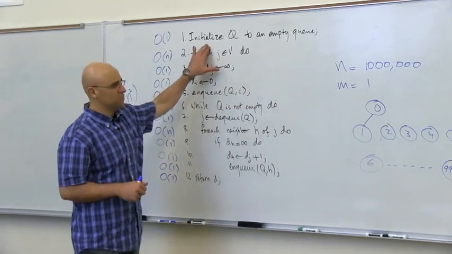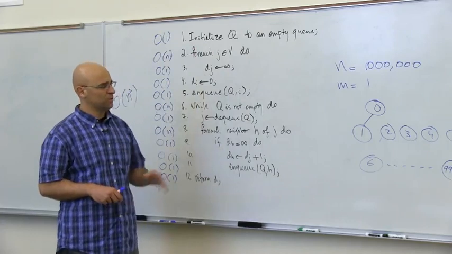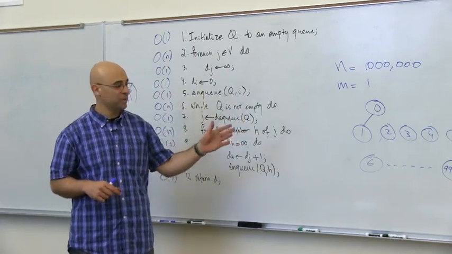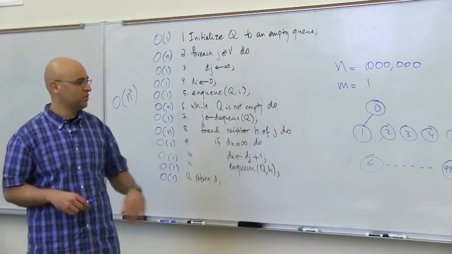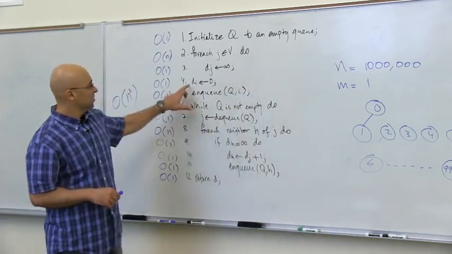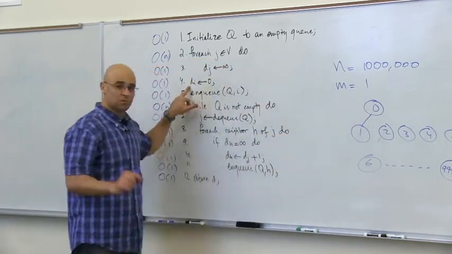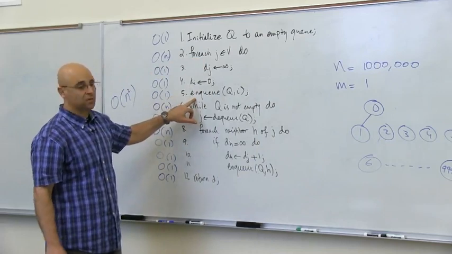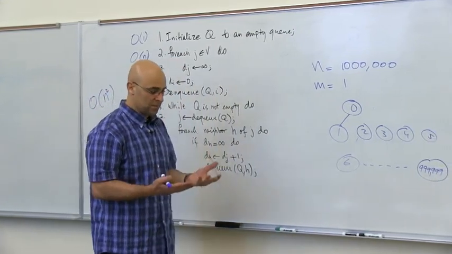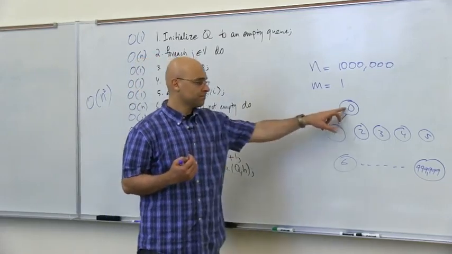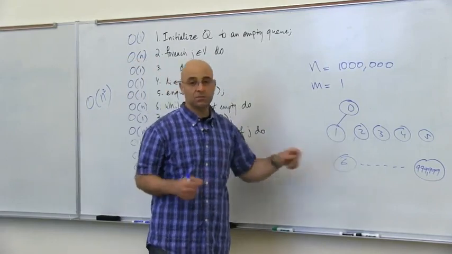It's going to come and do the initialization. It's going to assign infinity to each one of them, so it's going to take on the order of a million operations just to initialize distances, okay? So it's doing a million operations to assign these distances. Then it's going to initialize the distance to node 0 to be 0. It's going to put node 0 in the queue, and it's going to start working. So the first time it works, it's going to remove node 0 from the queue and look at all its neighbors. How many neighbors does it have? It has only node 1.